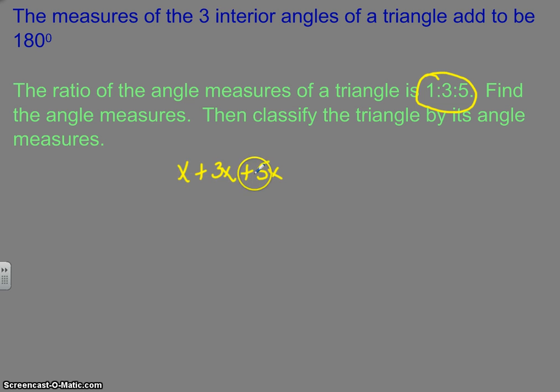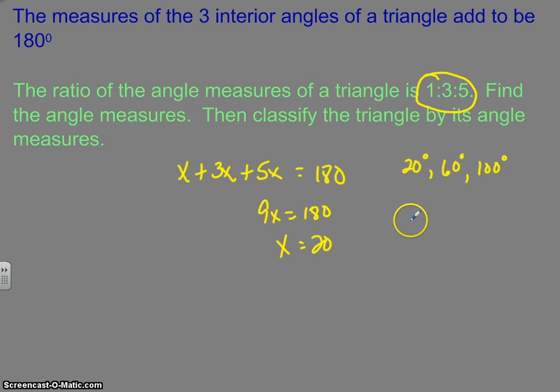This is 3 times this. This is 5 times this. They should all equal 180 degrees. Add together, that's 9x equals 180. X must equal 20. Okay, so if x equals 20, that's one of the angles. The other one is going to be 60, and the other one is going to be 100. And all of these add to be 180.